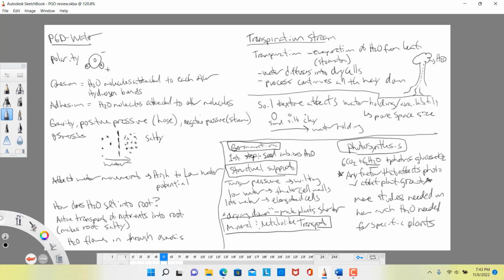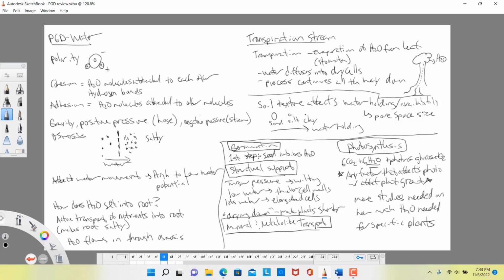Now, water is also needed for our mineral and metabolite transport. So in order for those nutrients to get up to where they need to be in the tissues in the plant, it's going to need water through our xylem. And it's also needed for metabolite transport. So this is both glucose and the other compounds that are made from glucose during these different metabolic processes, which travel through the phloem, and we need water for that process as well.